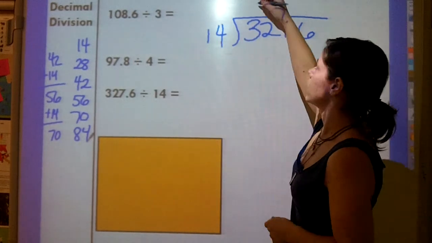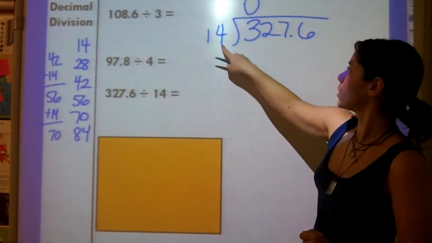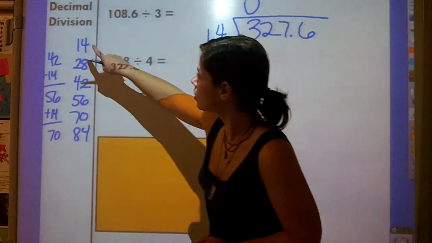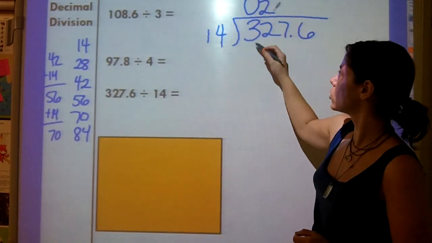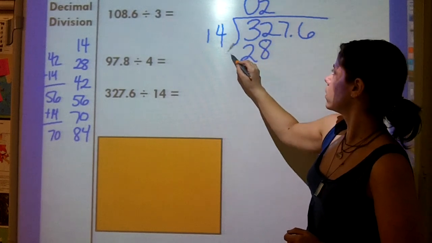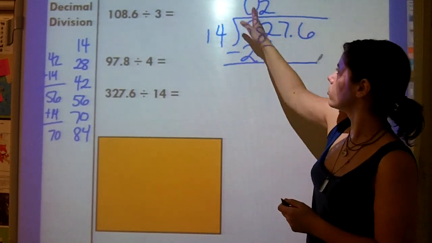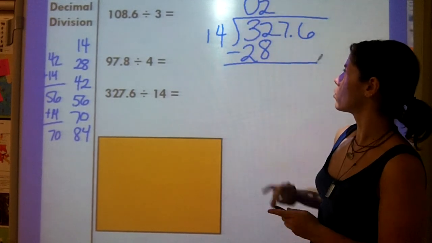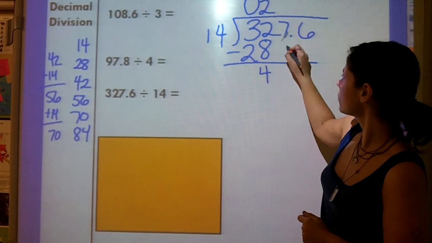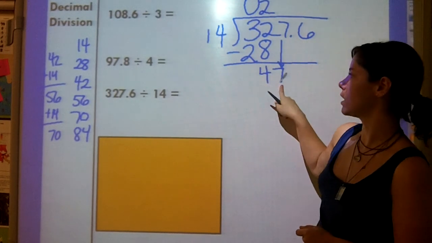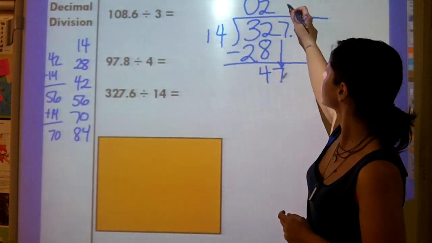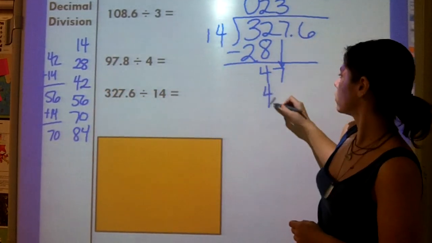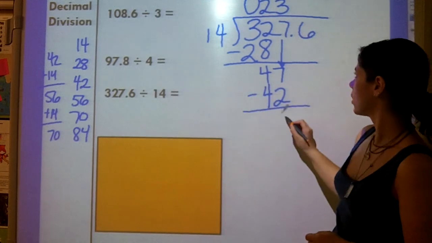14 doesn't go into 3, put up a 0. Count by 14 to get to 32. 2 times, because 14 times 2 is 28. Again, notice how every number in the dividend has a number in the quotient. I know 14 isn't going to go into 47 evenly, but I can count by it 3 times to get to 42. I'm left with 5.